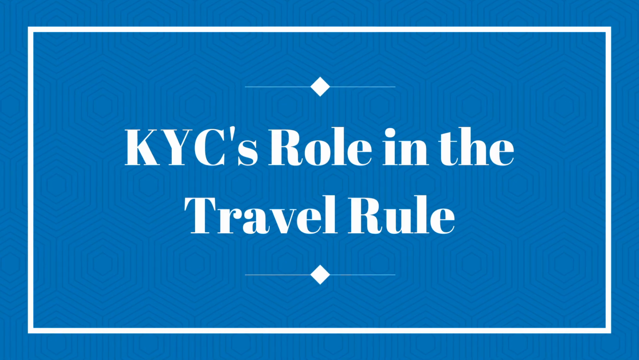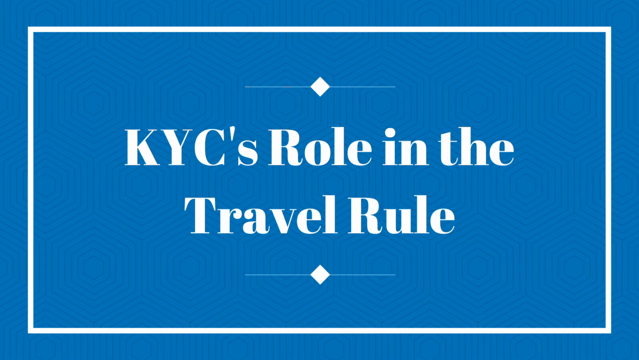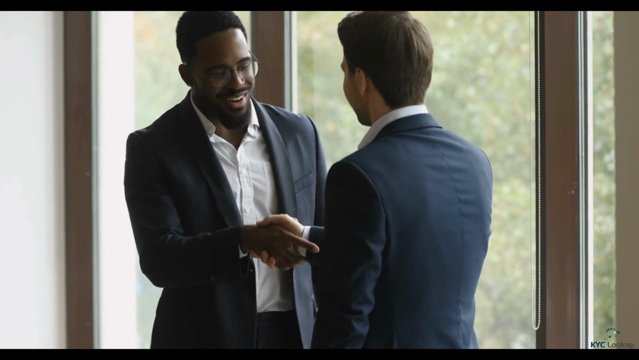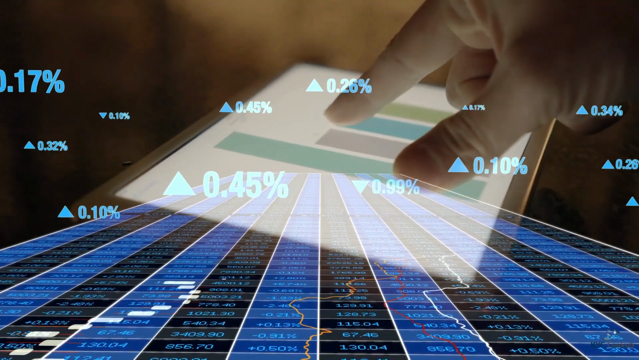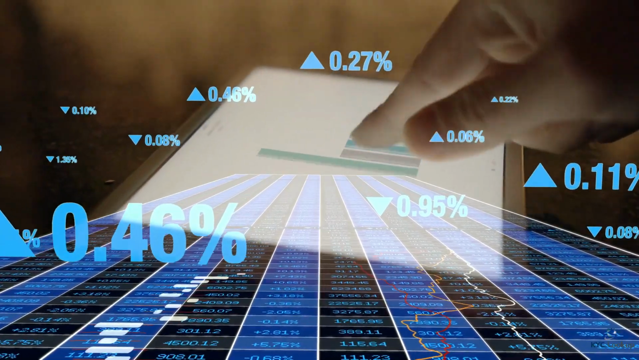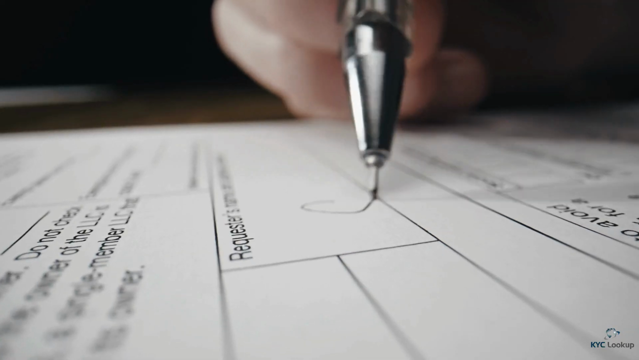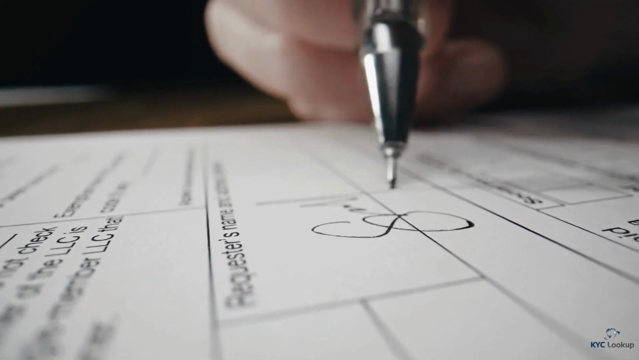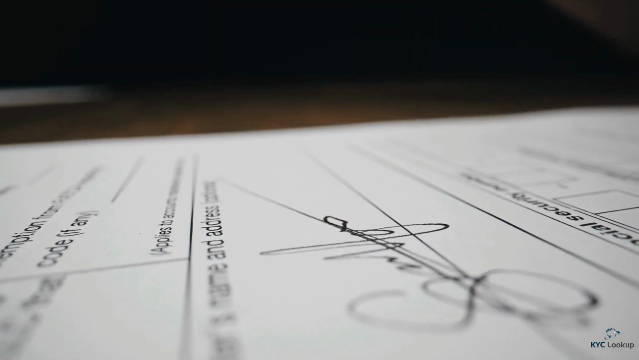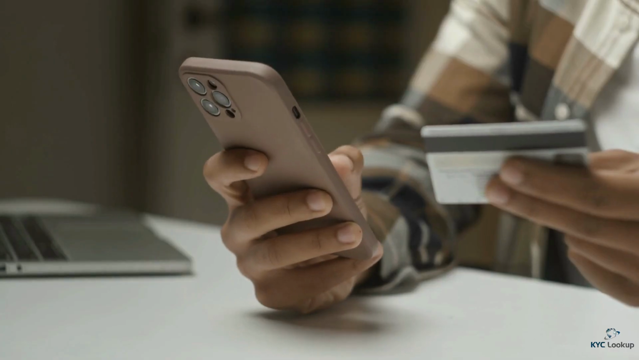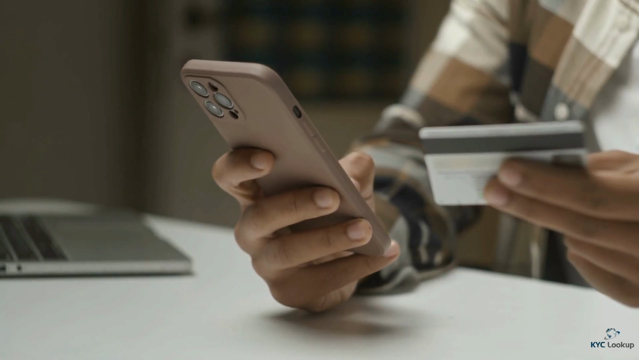KYC's role in the Travel Rule. KYC, or Know Your Customer, is a cornerstone of AML regulations. It obliges financial institutions to verify the identities of their customers, thus preventing the abuse of financial systems for illicit purposes. The Travel Rule and KYC are closely intertwined, with KYC providing the essential customer identity data that the Travel Rule necessitates for each transaction.